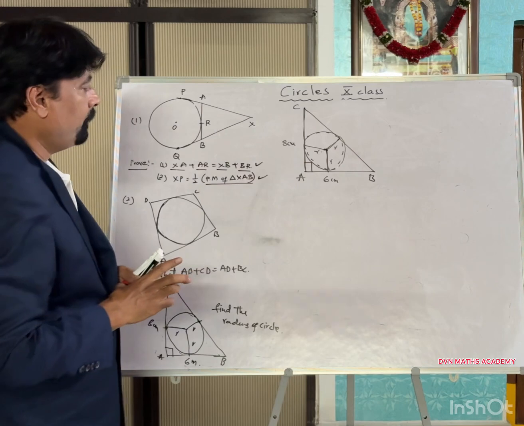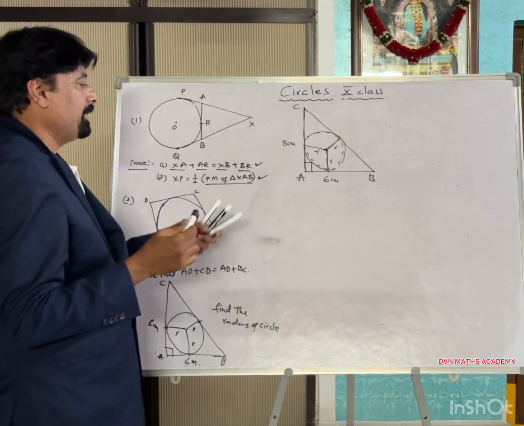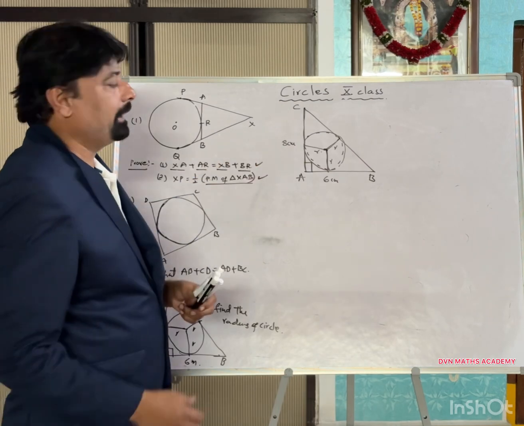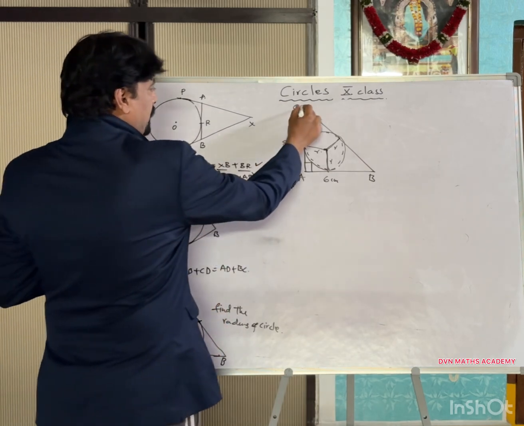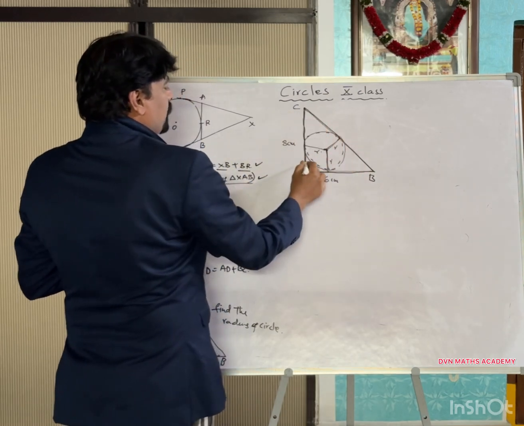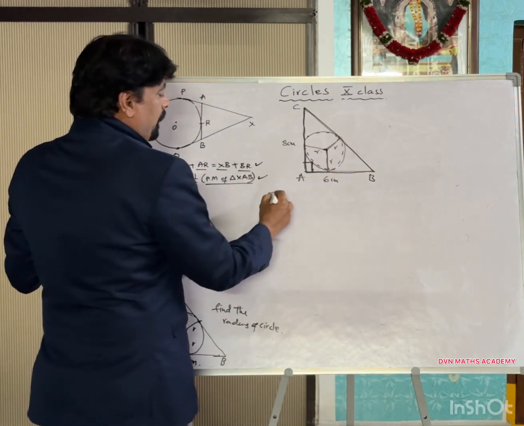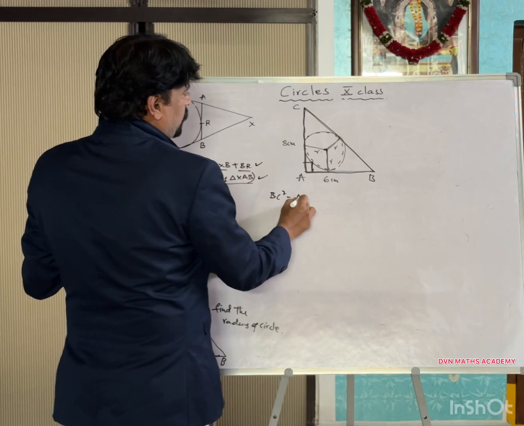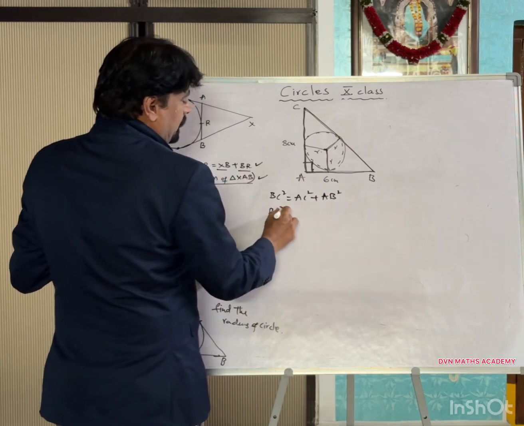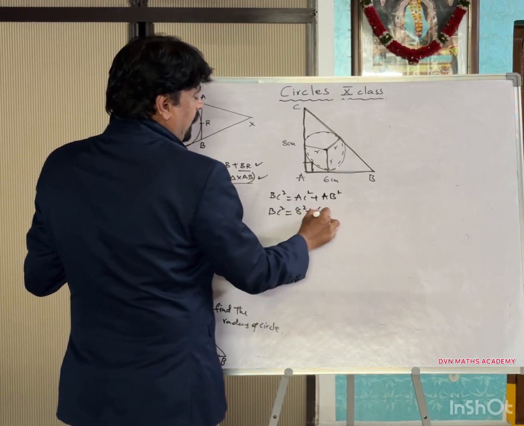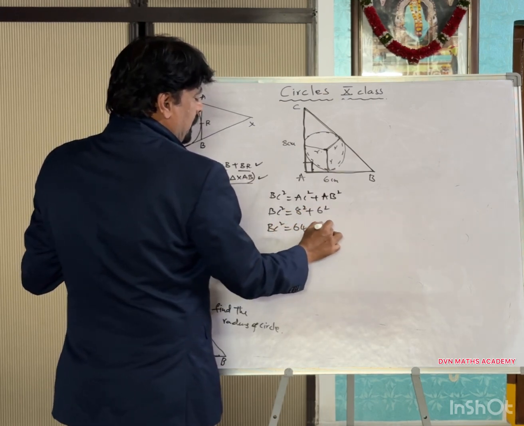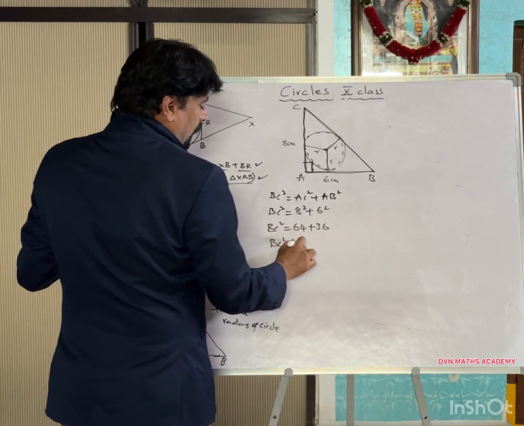So if you observe carefully, it is also very interesting and very easy to solve this question to find the radius of the circle. So you know that first it is given that it is a right angle triangle and 2 sides are given. So by using Pythagoras theorem, BC square should be equal to AC square plus AB square. So BC square is equal to 8 square plus 6 square. So BC square is equal to 64 plus 36. So BC square is equal to 100.